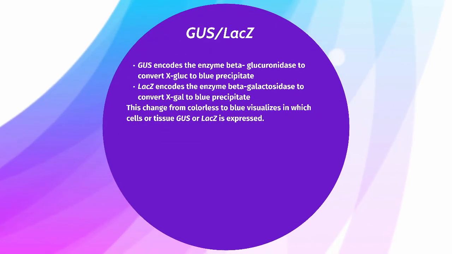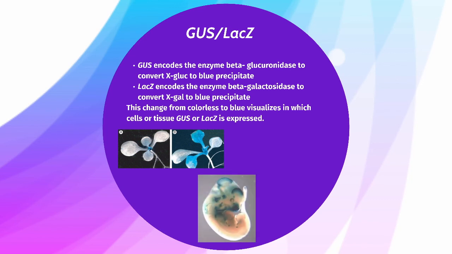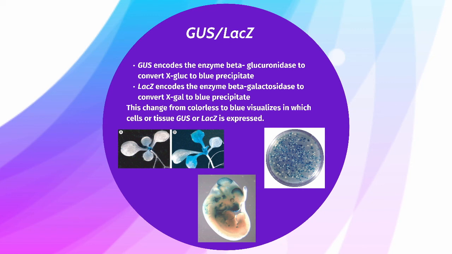The last type of reporter genes I will briefly discuss in this video are GUS and LacZ, which are chromogenic reporter genes. GUS encodes the enzyme beta-glucuronidase to convert X-Gluc to a blue precipitate. Similarly, LacZ encodes the enzyme beta-galactosidase to convert X-Gal to a blue precipitate. This change from colorless to blue visualizes in which cells or tissue GUS or LacZ is expressed.